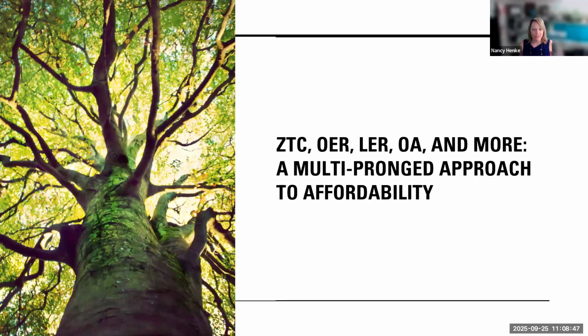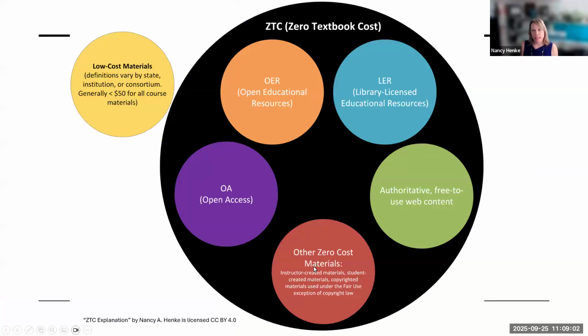We're going to start with the alphabet soup. ZTC, OER, LAR, OA, and more, a multi-pronged approach to affordability. So what I've done to try to establish the relationship between these terms is I've created this Venn diagram, and I will come back to it throughout this first part of the presentation, and I'm going to delve into each of these more deeply in future slides.